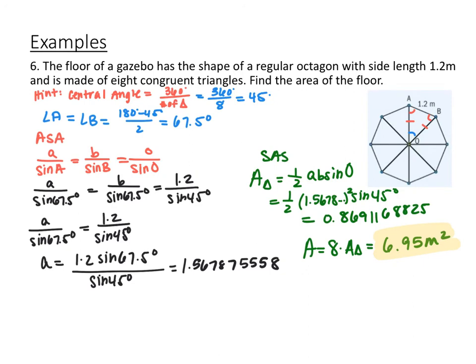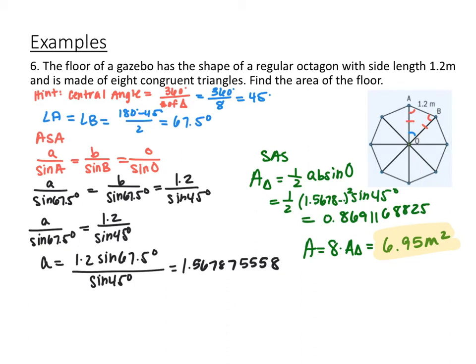So the central angle would be 360 degrees divided by the 8 triangles. So each of these angles would be 45 degrees. And then since this is an isosceles triangle, because your radii are congruent here, I know that to find these two angles, it would be 180 degrees minus 45 degrees, and then divide that by 2 would be both angles A and B. So angles A and B would be 67.5 degrees. So now I have an angle side angle triangle, which is the law of sines. And you can use that to find your congruent sides here, either A or B.